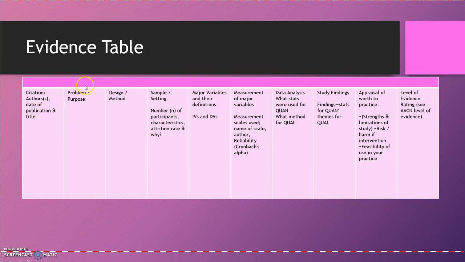The problem and the purpose. Make sure you state what the problem is. What's the problem that these people are identifying? That's generally found in the background of the evidence. And then what is the purpose? What is this piece of evidence trying to do?